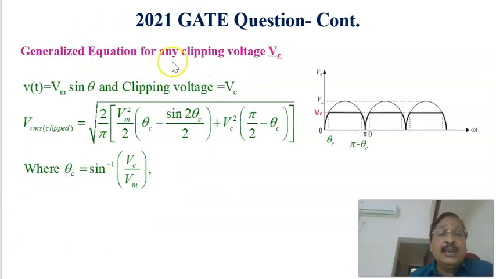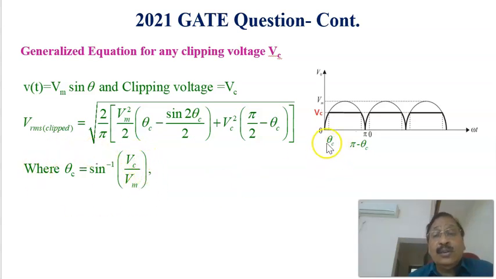Now as a generalized equation for any clipping voltage, I have explained in the previous slide for a clipping voltage of 0.707 Vm. For any clipping voltage, you can remember this generalized equation so that you can find out the RMS value. For example, for this clipping voltage equal to Vc, we have to find out what is theta c, and this is equal to pi minus theta c. For Vt equal to Vm sin theta, or clipping voltage equal to Vc, we can say that Vm sin theta equal to Vc, or theta c equal to sin inverse Vc by Vm.